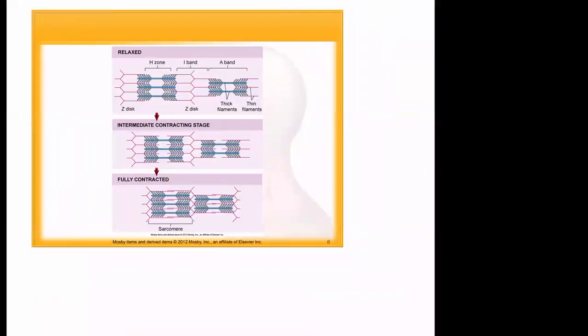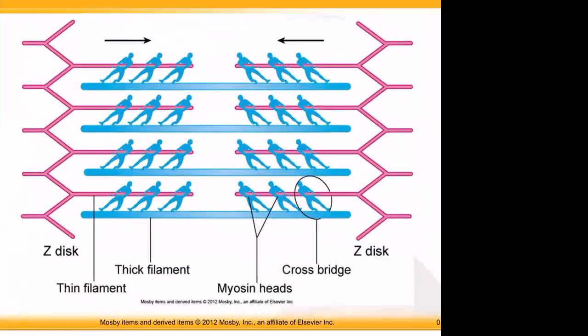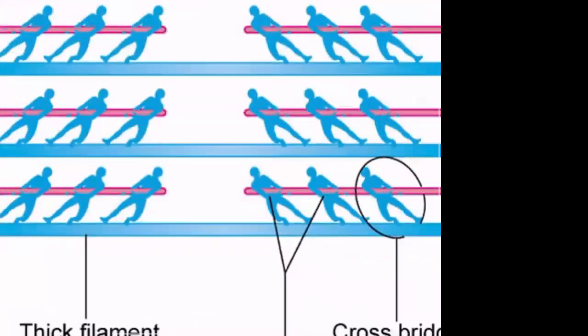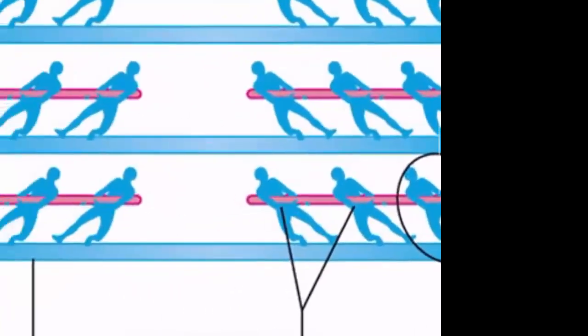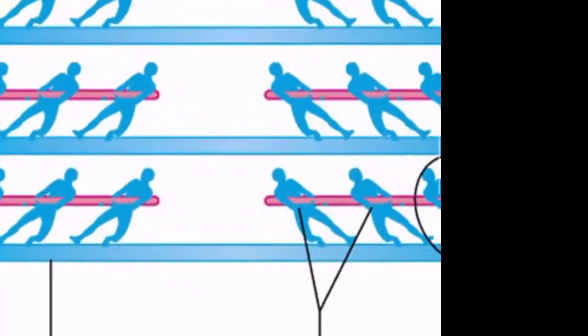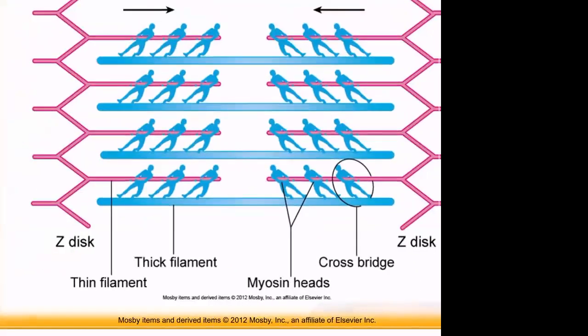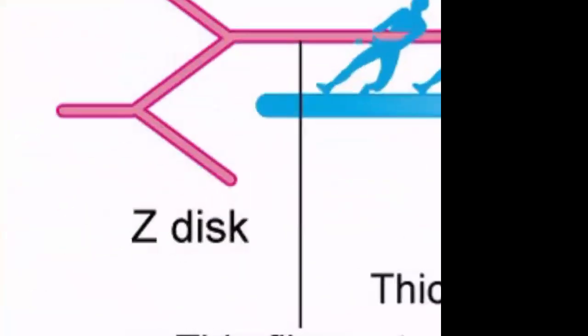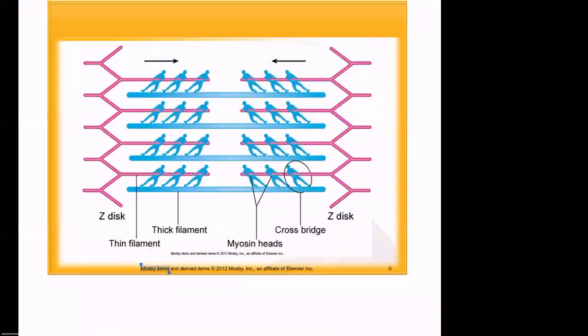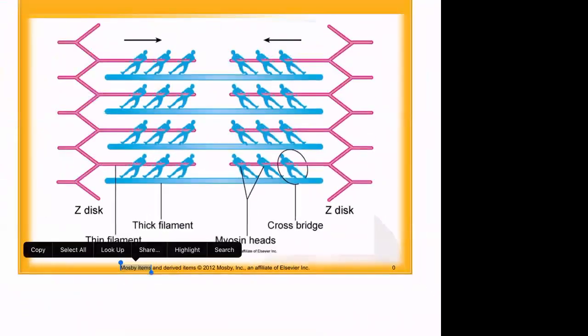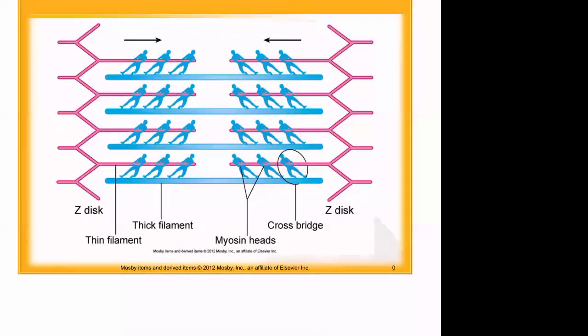Let me see if there's, that's not it. There we are. Okay, this is what I was looking for. So if you think of those little things that kind of look like golf clubs as people pulling, you can see them attached to that blue thick filament, and then you can see the thin pink filaments, they're going to pull in the direction of the middle. So these thin filaments get pulled this way. These thin filaments get pulled this way towards the middle, so that this Z disc here is going to get pulled closer to the middle. This one gets pulled closer to the middle. So that whole area from Z disc to Z disc is going to become shorter.